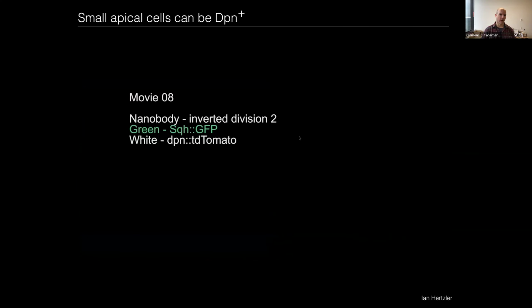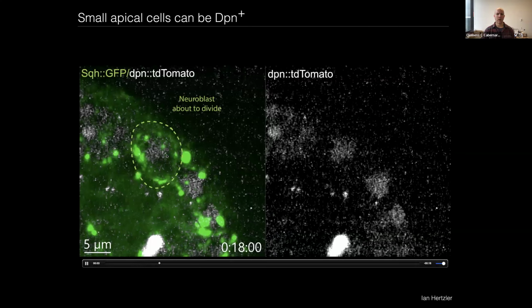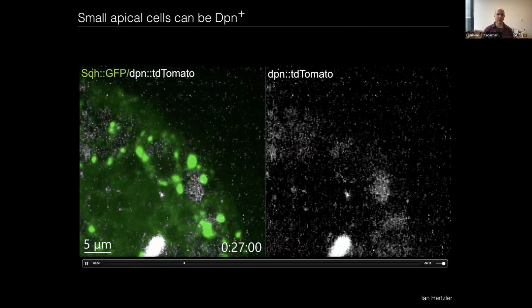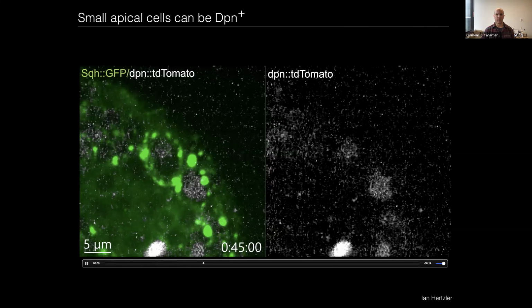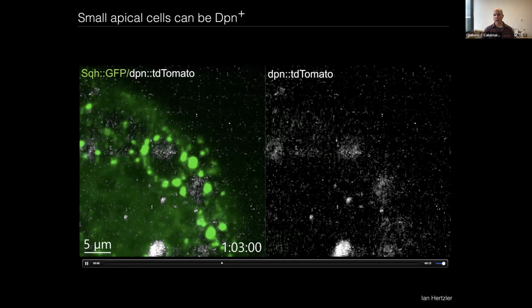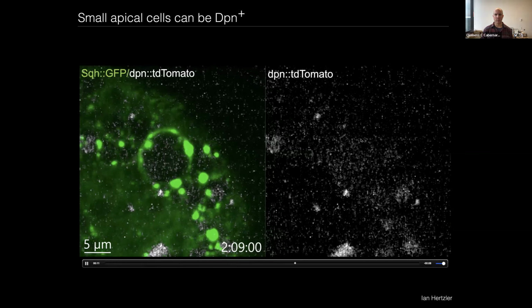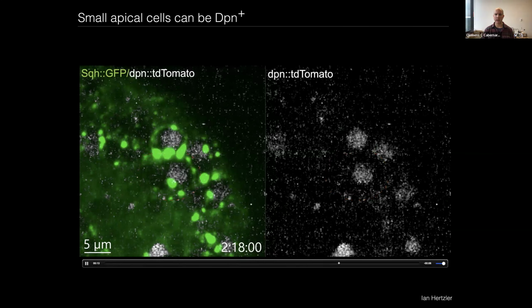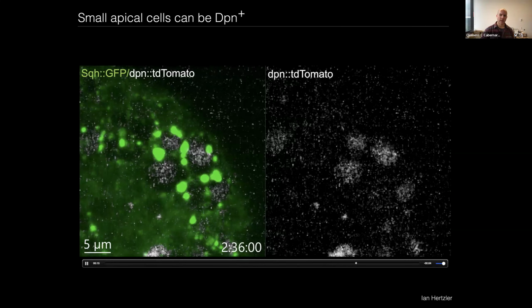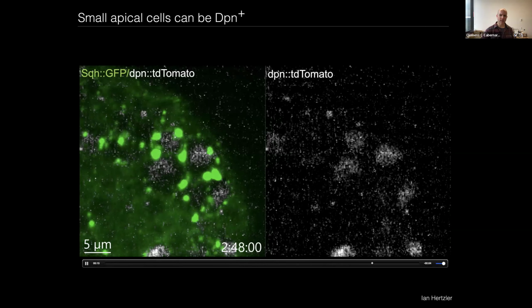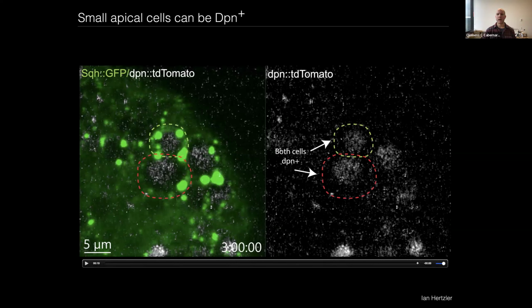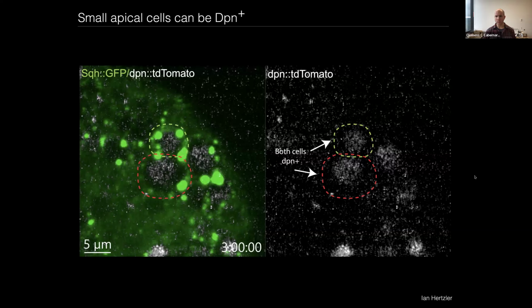We also have inverted cases, as shown in this specific example. This neural stem cell after nanobody division divides inverted, whereby we get, again, a small apical cell, which happens to be deadpan positive, and also a larger basal cell, which is also deadpan positive, which was kind of surprising because we expected that maybe in this case, we only have one cell that expresses the neural stem cell marker.